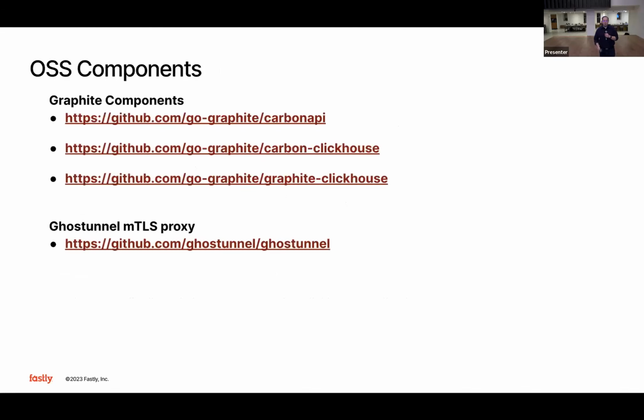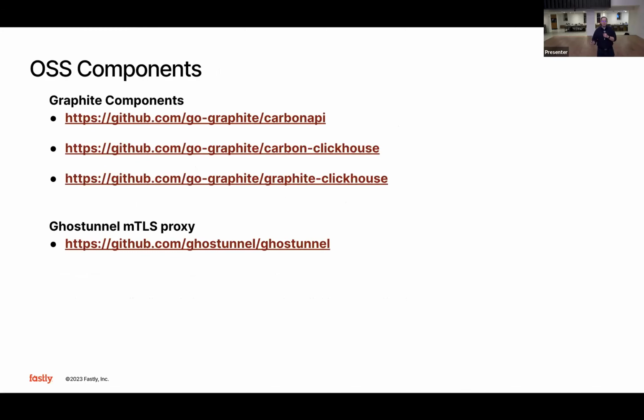So quick shout out to these communities and these components that have been out here. If you want to explore these, the Go Graphite project up on GitHub provides all these components. You can kind of click around into them. I have another little project I can talk to you about later. Ghostunnel also fantastic. If you have mutual TLS proxying needs, it's a great tool.